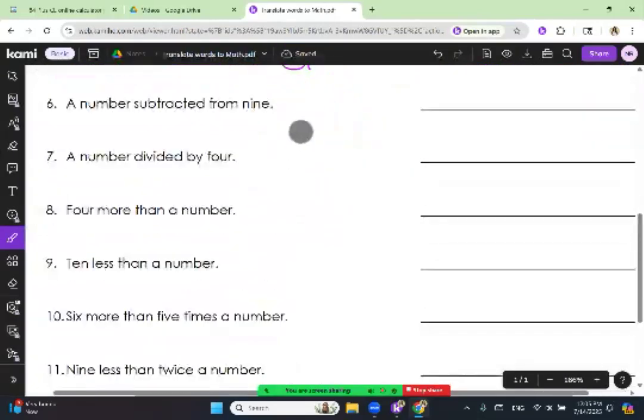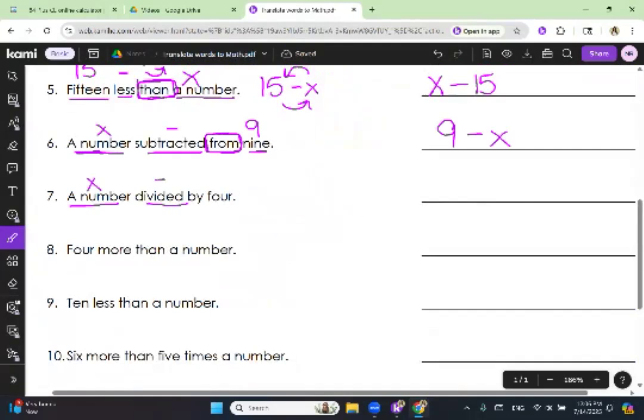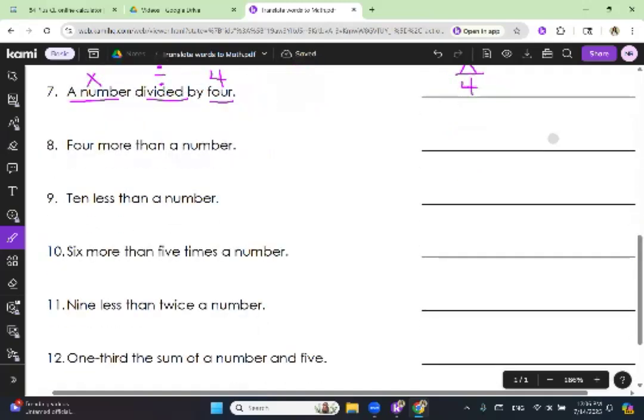Okay. Now that we're a little bit more familiar with these turnaround phrases, I'm going to switch it over to full screen. Okay, a number subtracted from 9. A number, subtract 9. But what are we missing? "From." So instead of writing it as x minus 9, what do we write it as? 9 minus x. A number divided by 4. Even though I want to write it exactly the way I see that, remember, you write it as a fraction.